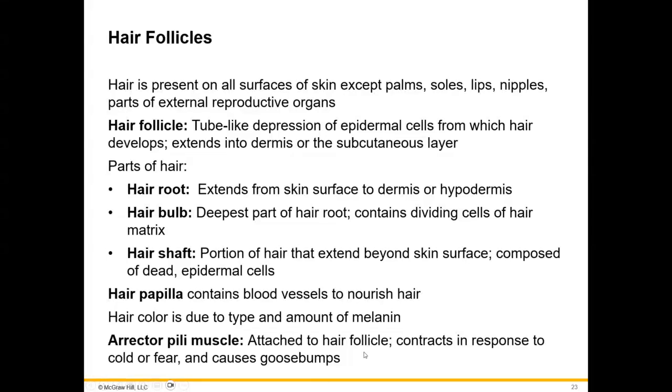Okay, and your small hairs on your skin have erector pili muscles attached to them. They are attached to the hair follicle. They contract in response to the cold or fear, and they cause goosebumps.